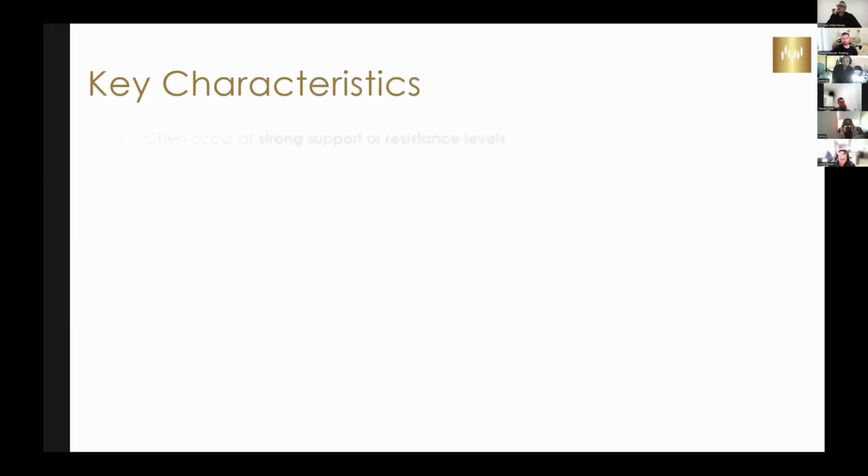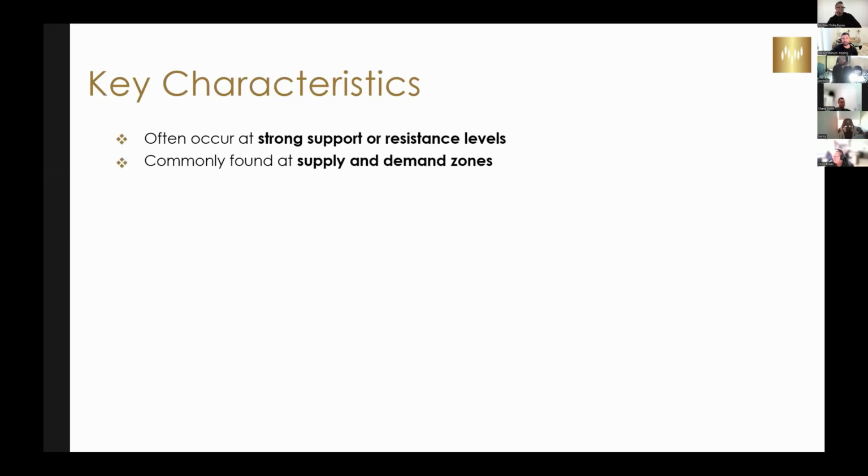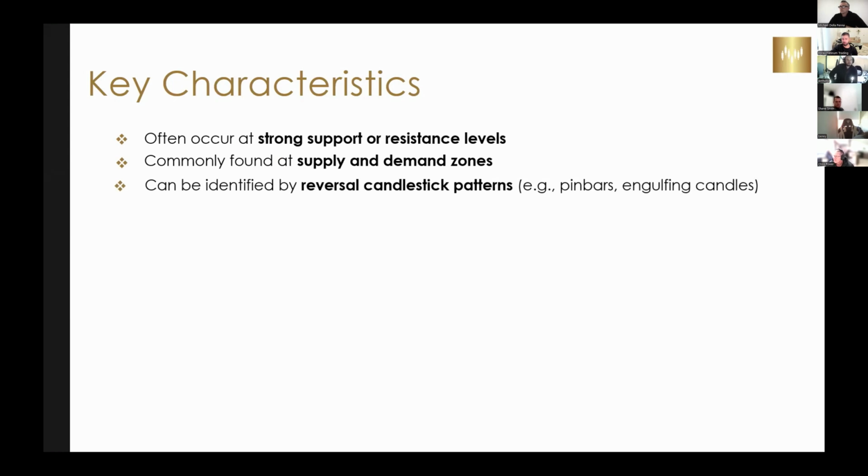The key characteristics: they often occur at strong support and resistance levels. We know that already because we've gone through the levels of support and resistance. Commonly found at supply and demand zones, major areas where the interest of supply and demand is. Can be identified by reversal candlestick patterns, which we know: pin bars, engulfing bars, tweezer tops, tweezer bottoms. They may align with Fibonacci retracement levels or trend line bounces.